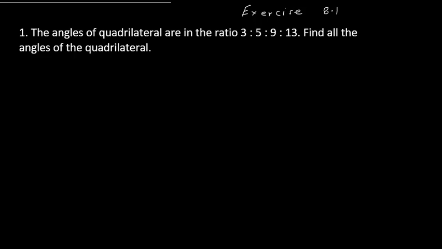Let us start with exercise 8.1. The first question is: the angles of a quadrilateral are in the ratio 3, 5, 9, 13. Find all the angles of the quadrilateral.